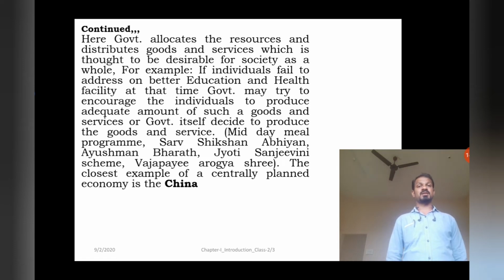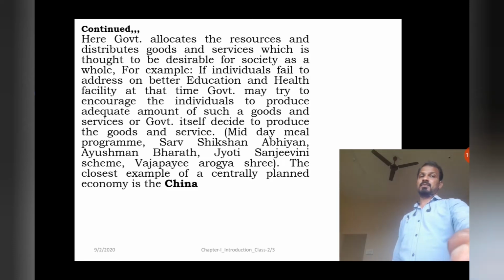The closest example of a centrally planned economy is China. See, China is a country which has adopted that kind of economy, a centrally planned economy. If you are asked for an example of a centrally planned economy, at that time we have to say China. China is using this kind of economy, a centrally planned economy.